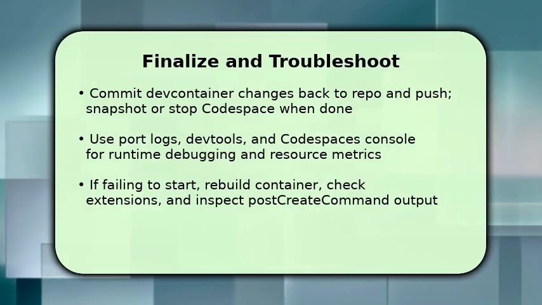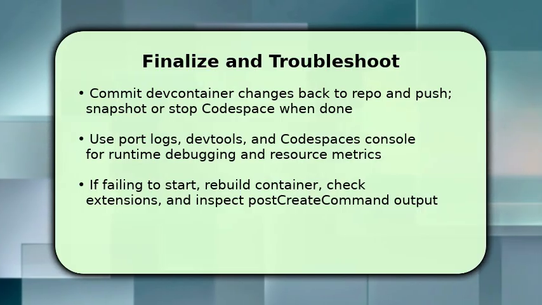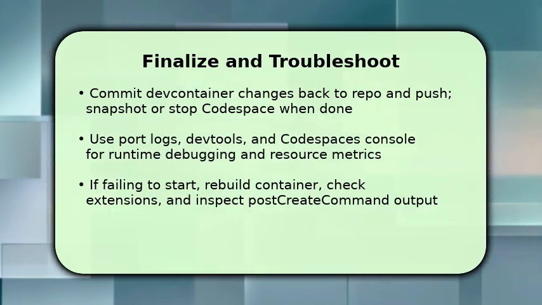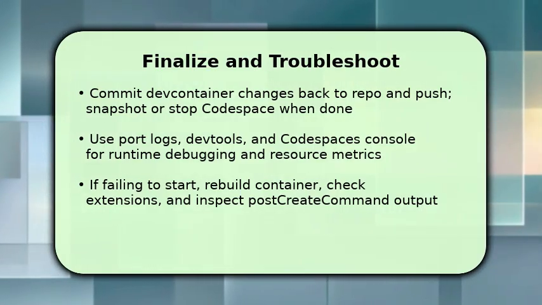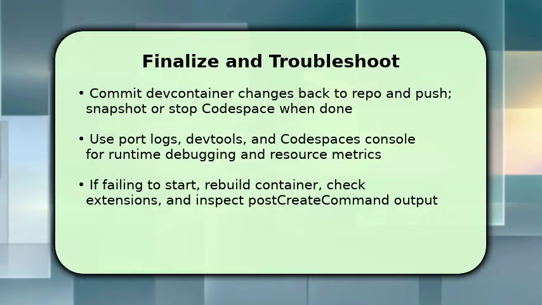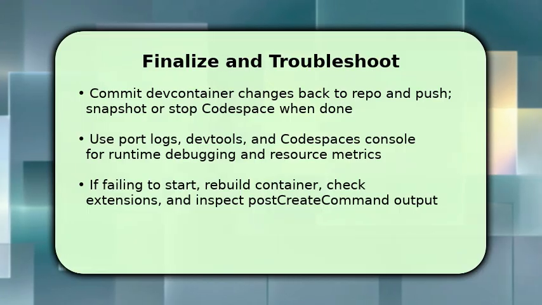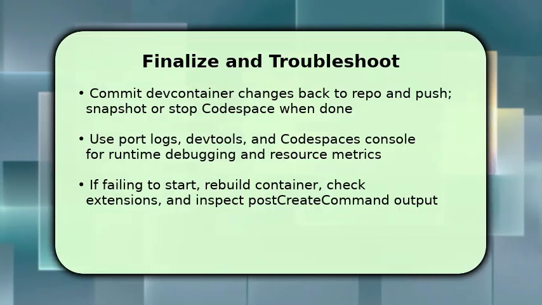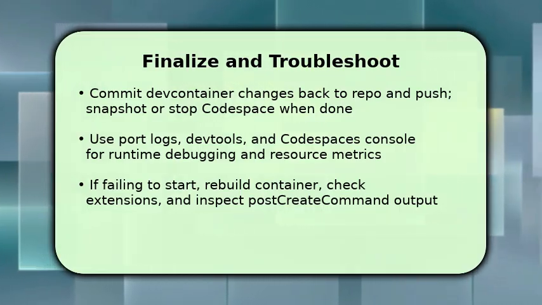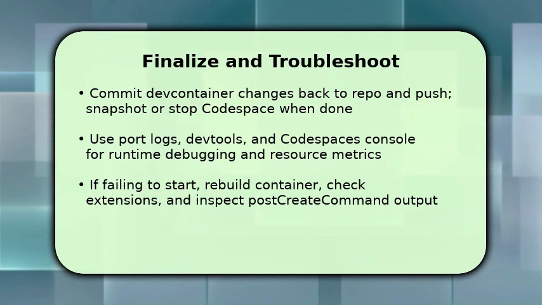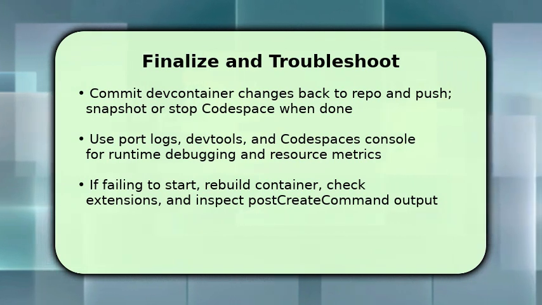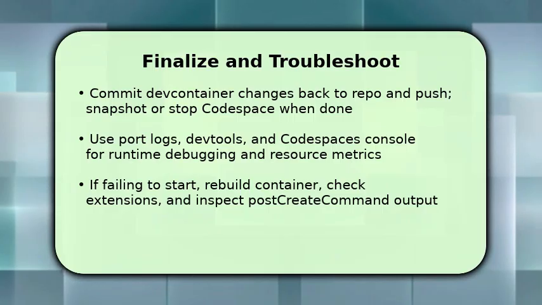When debugging, open the forwarded port preview, browser DevTools, and the Codespaces output panel for build and extension logs. These show runtime errors and resource spikes. If the environment fails to start, rebuild the container, review postCreateCommand output, and disable suspect extensions. One key tip: rebuild the dev container to clear cached failures before deeper troubleshooting.